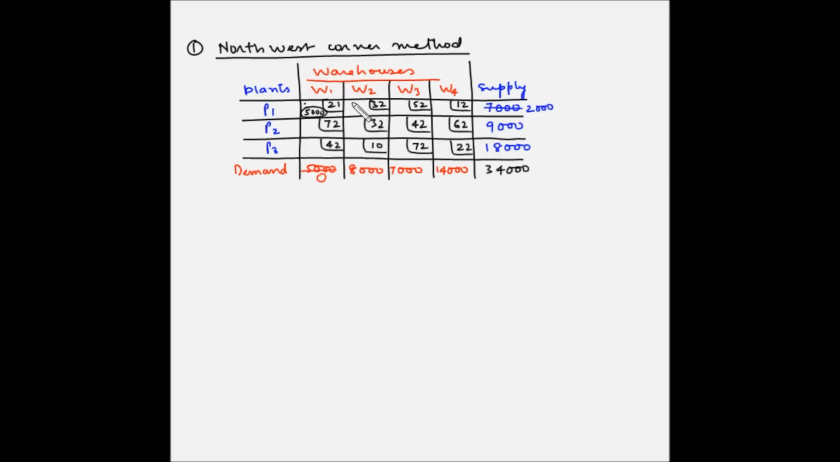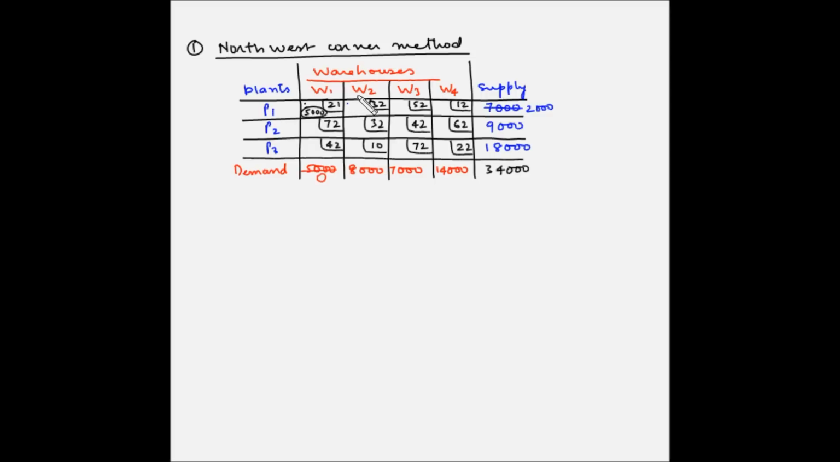So here we are moving to the right because we are continuing with the initial plant and the warehouse, which was P1, W1. So for W1, the entire demand has been met. However, P1 still has some unallocated supply. So we'll continue with P1 until it is completely exhausted. So now let's move to the square P1, W2.